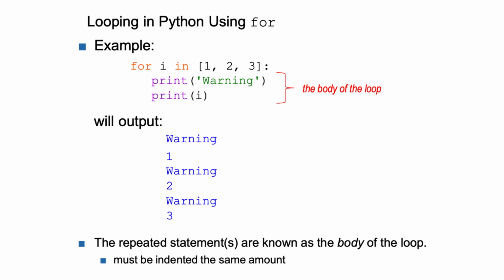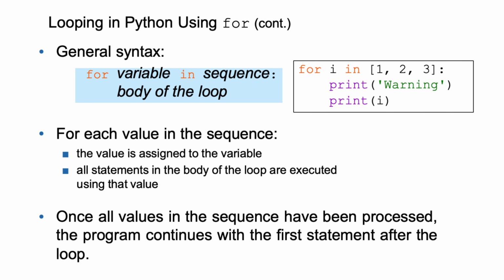Before moving on to the practice problems, we will go into the definite or for loops. Here is an example of the for loop, and the repeated statements inside the for loop are called the body of the loop, and it must be indented the same amount. Here is the general syntax for the definite loop in Python. It is for a variable in sequence, then colon, then the body of the loop.